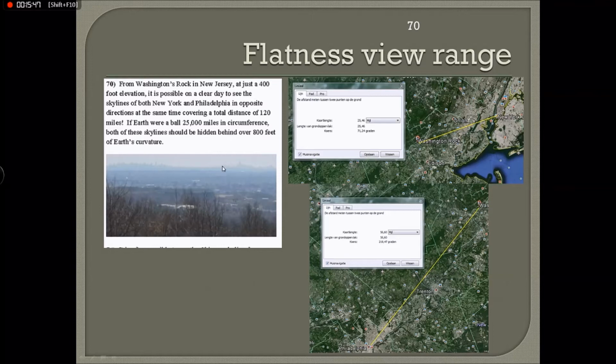Washington's Rock in New Jersey is getting better and better. I don't even care about the elevation anymore, because if we look at Washington's Rock toward New York, we see it's 25 miles. If we take another one and from Washington's Rock to Philadelphia, it's 56 miles. So if we add up 25 miles and 57 miles, the total distance between those is approximately 82 miles and not 120 miles. He just added 50% to the distance.